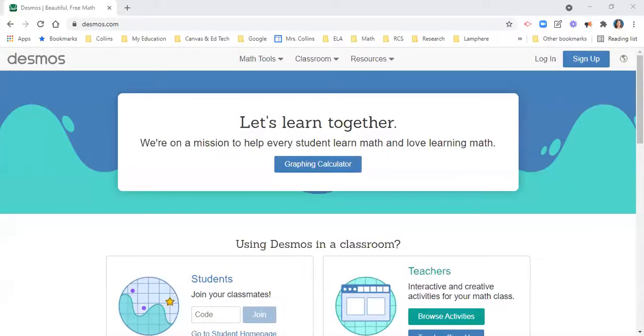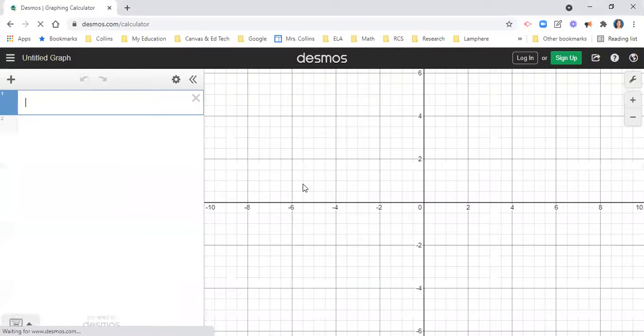So we can come right over here to Desmos, just desmos.com. And again, this is not something that you can do on your test, but while you're practicing on your homework, you can check this with your graphing calculator. So our original equation was y equals 3x squared.